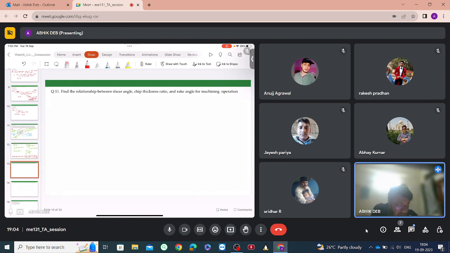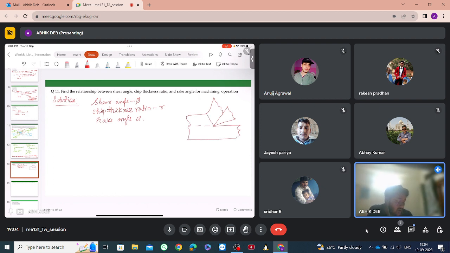We have to find the relationship between the shear angle, the chip thickness ratio, and the rake angle for the machining operation. What is the shear angle? Phi. What is the chip thickness ratio? r. And what is the rake angle? Alpha.